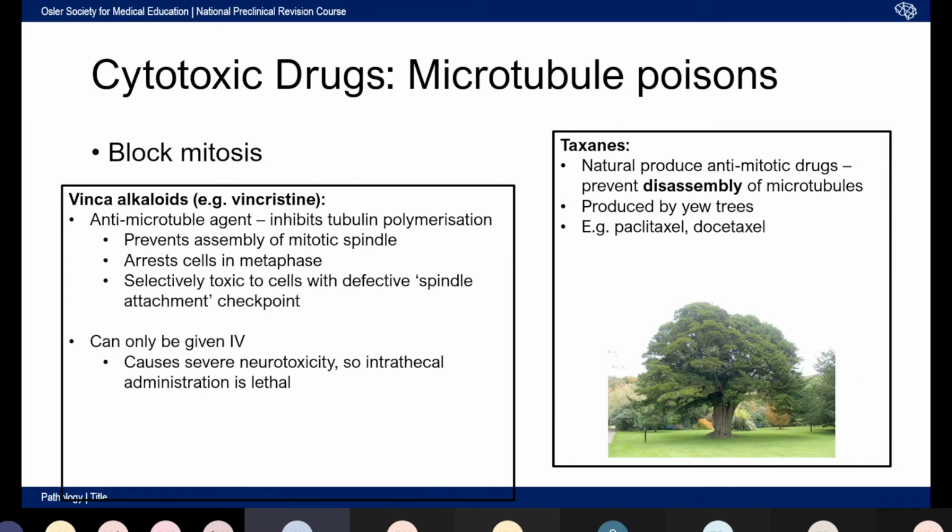Microtubule poisons block mitosis. So vinca alkaloids, such as vincristine, inhibit tubulin polymerization, thereby preventing the assembly of the mitotic spindle, which causes the cell to arrest in metaphase. And vincristine can only be given intravenously as it's severely neurotoxic, so if it was given intrathecally, it would be lethal. And taxanes are also antimitotic drugs that prevent the disassembly of microtubules, and these are produced by yew trees.